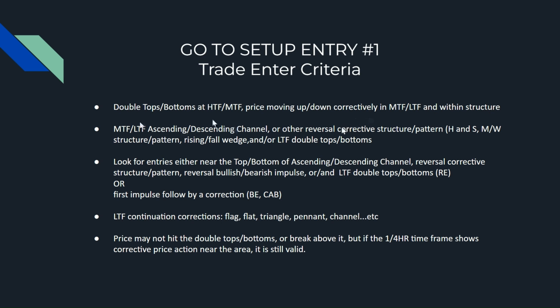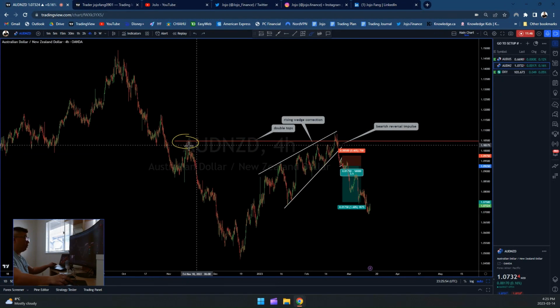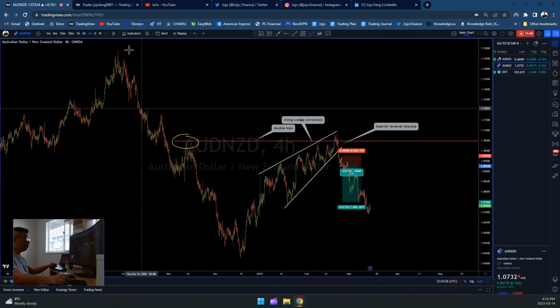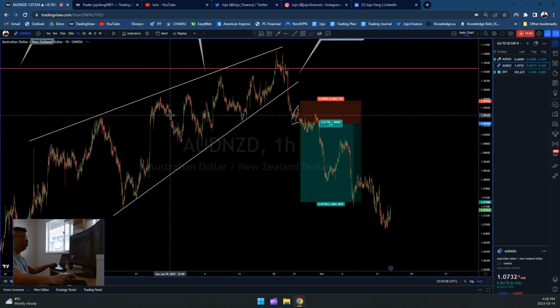And do we have some sort of a reversal corrective structure? Yes, we do, right? We have a rising wedge. Now that we have a rising wedge, we have that double top, we have price moving up correctively. Good. Now we go down to the lower time frame.